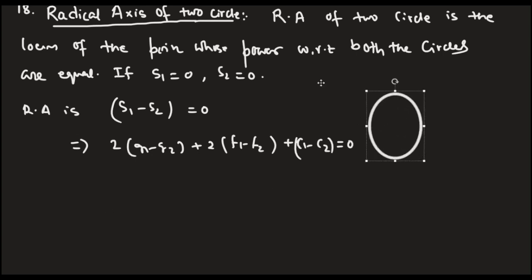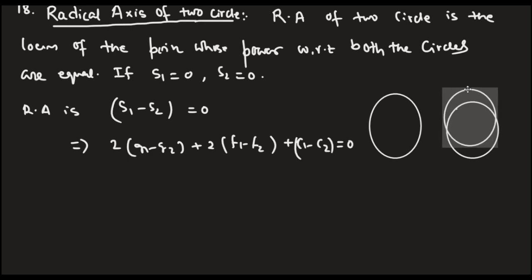So we have one circle here and another circle here. Now the radical axis is the locus of points where, if we consider the power of a point with respect to both the circles, it is the same. Suppose this is a point P. Now I am going to take the tangent. Okay, now it will be here.